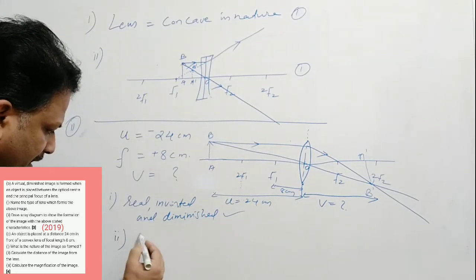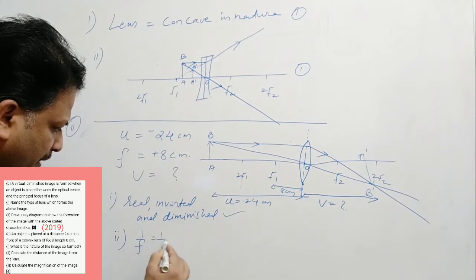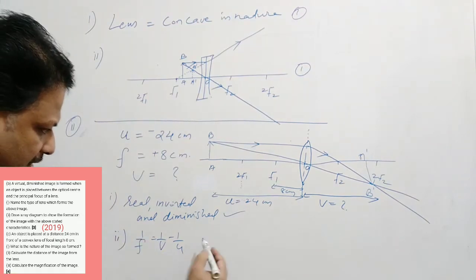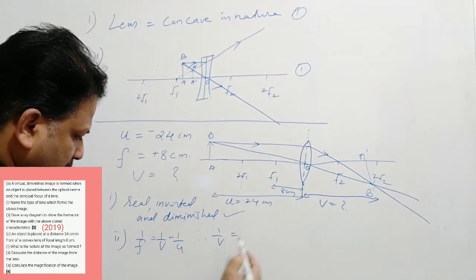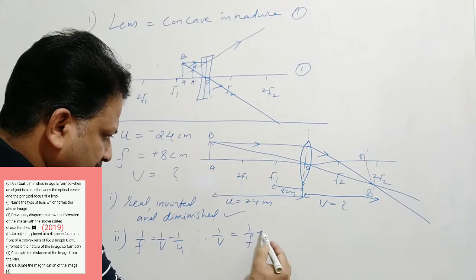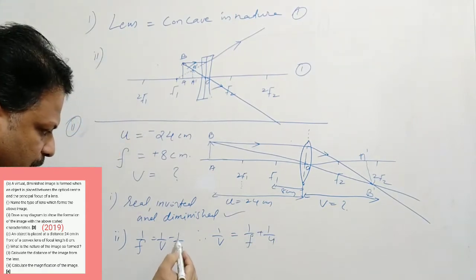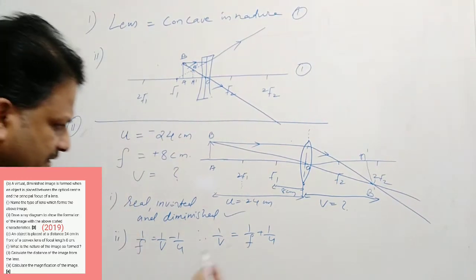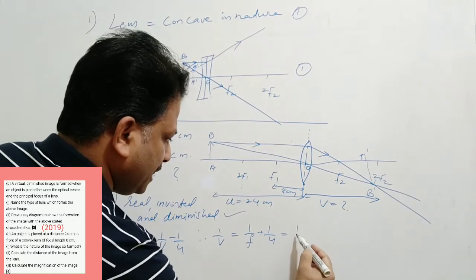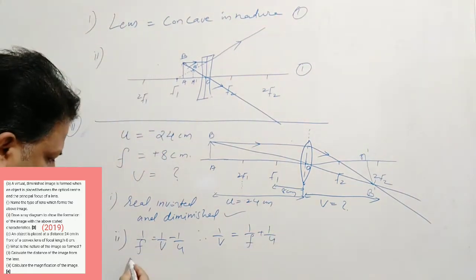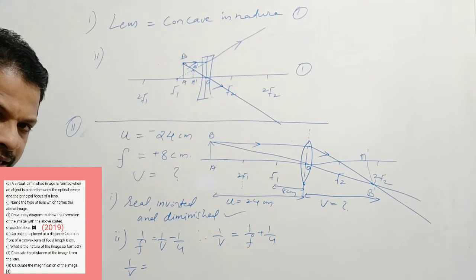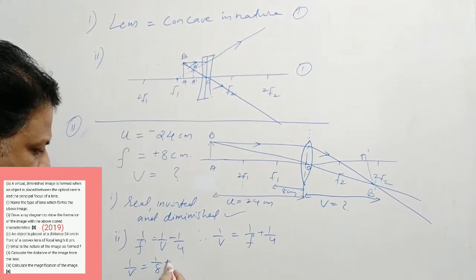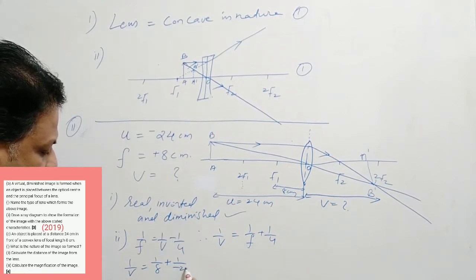So in the second part, 1 by f is equal to 1 by v minus 1 by u. We want 1 by v, right? Therefore 1 by v is equal to 1 by f plus 1 by u. You transposed u to this side, so minus becomes plus. Now apply the sign convention. So 1 by v is equal to 1 by f, which is 1 by 8, plus 1 by u, 1 by minus 24.